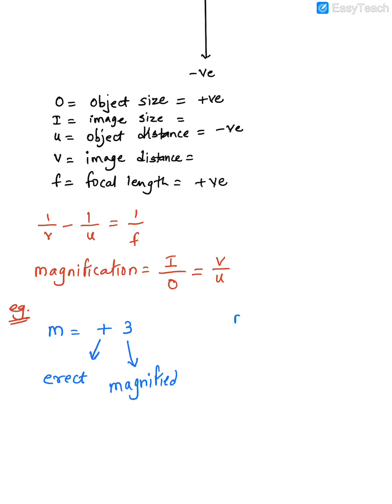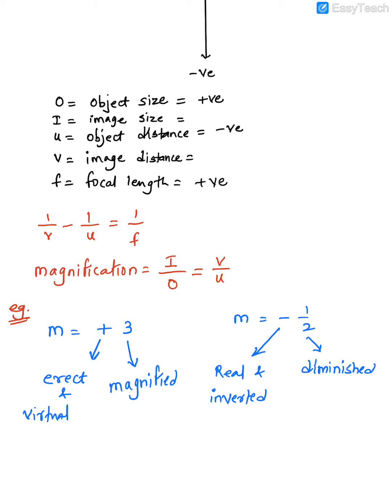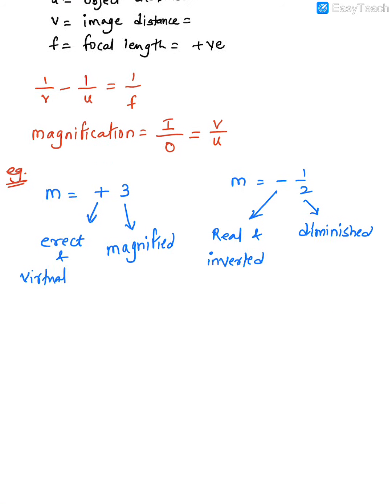Another example: if the magnification is equal to -half, what does a minus sign indicate? Your image is real, and if it's real, it will always be inverted. Just like here it was erect and virtual. And half, meaning less than 1, means your image will be diminished. Got it?